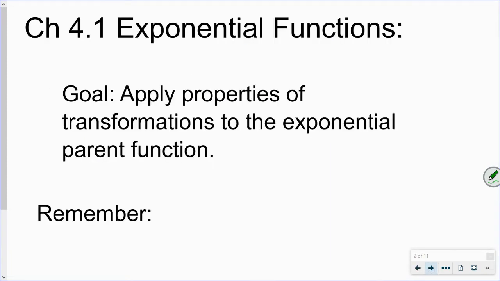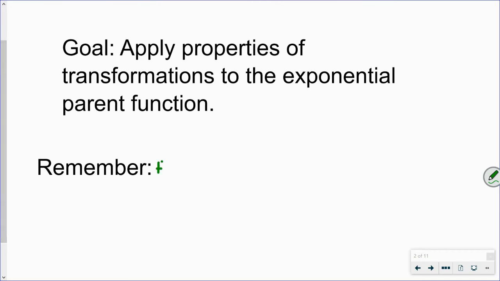So 4.1 is exponential functions. Our goal here is to apply properties of transformations to the exponential parent functions. So we are still going to look at HBAK, domain and range, still all looking at this. We are not going to look at B. And I just want to address that real quick, the reason why we don't look at B. The reason being is because these are exponents. You can represent the same thing with just a different base value.